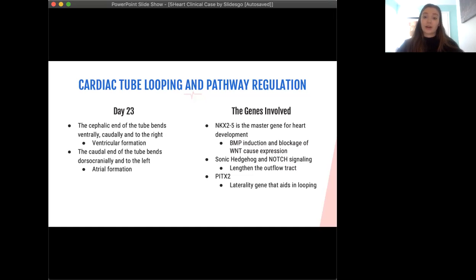Sonic hedgehog, or SHH, helps to regulate the lengthening of the outflow tract done by the secondary heart field. And Notch also plays an important role in regulating migration and differentiation of neural crest cells that separate the outflow tract. And then, as we mentioned before, PITX2 is the laterality gene that aids in cardiac looping.